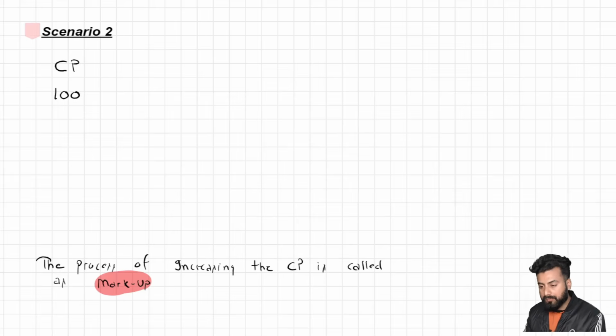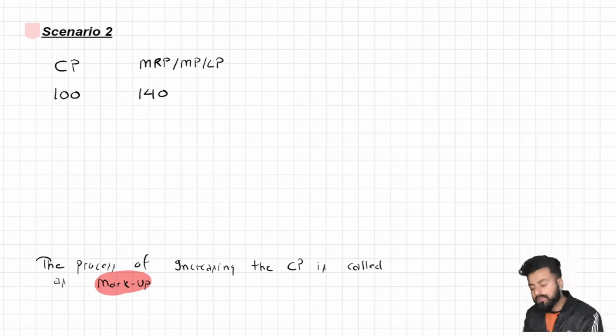And let's say after marking up the cost price, the new price is 140. So if I ask you what is this 140 now? So you would say, sir, this 140 is nothing but the MRP, maximum retail price. At times, we call the same price as mark price or list price. All the three prices are one of the same thing. So please don't get confused.